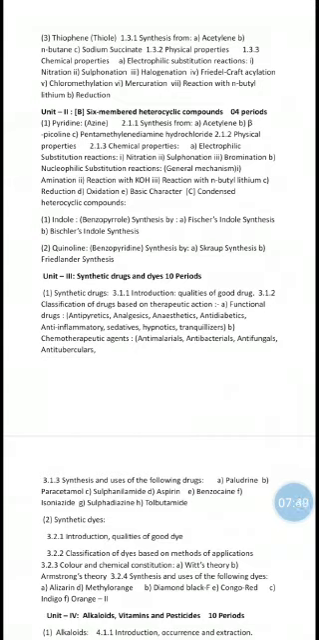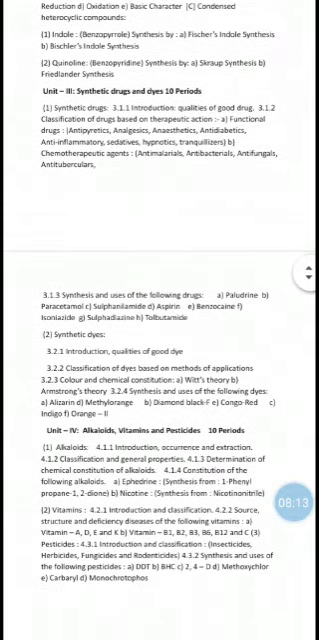So, in this topic, we are looking for synthesis and uses of some drugs and their qualities. And the drugs included in this syllabus are aspirin, sulfadiazine, isoniazid, paludrine, benzocaine and paracetamol. After completion of the drugs, we have to go for the dyes.